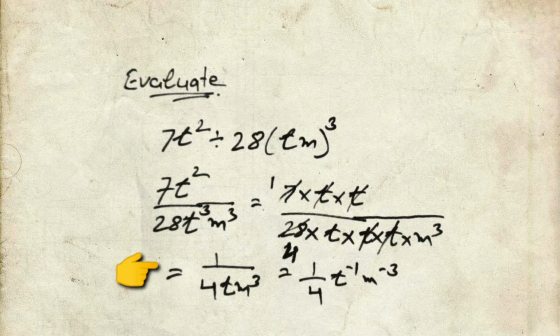Now you can change it into a negative exponent, that is equal to 1 by 4 t raised to power minus 1 and m raised to power minus 3. This is your final answer.